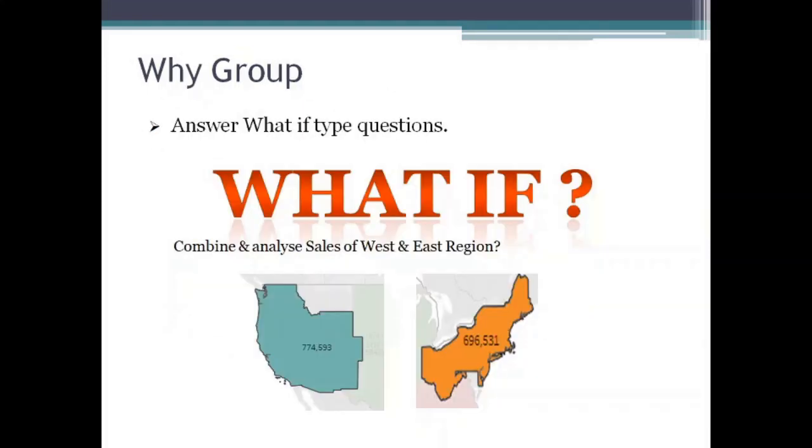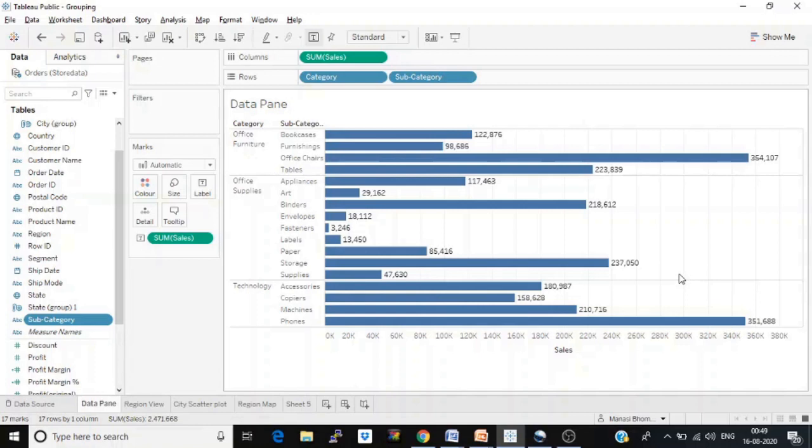Also, groups can be very useful to answer what-if type questions. For example, what if we combine and analyze sales of West and East region together? There are multiple ways to create groups. Let's see how to create groups with different examples.